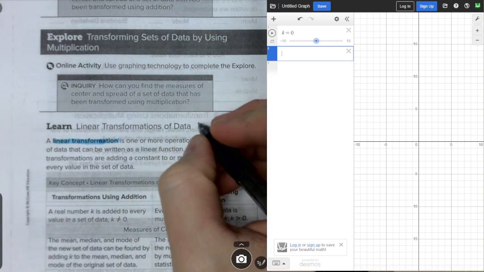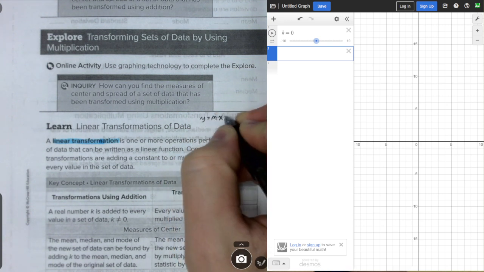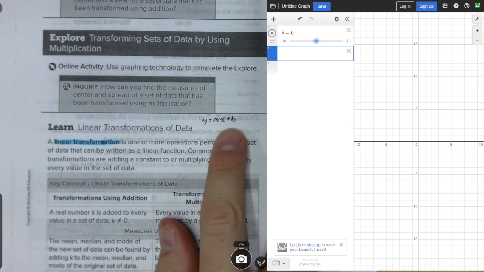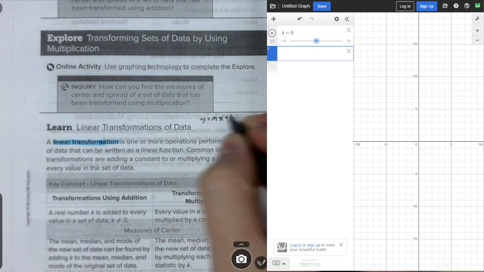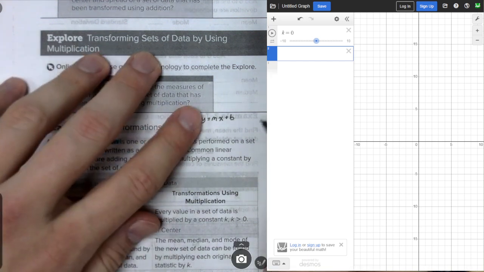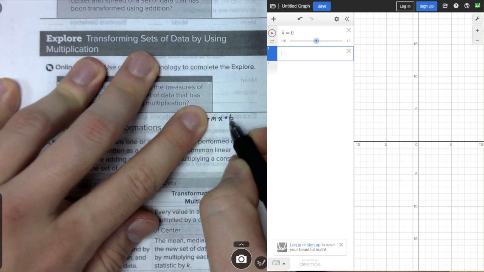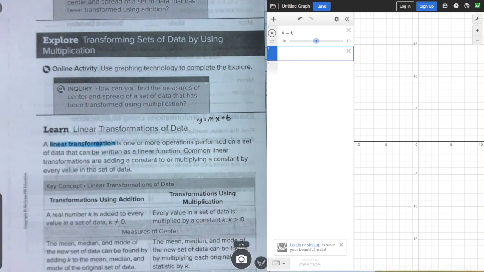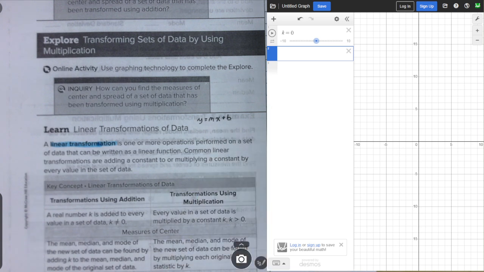So a linear equation, the most basic one that we usually use, is y equals mx plus b, where the x is our unknown. Now, what we're talking about with a linear transformation of a data set, this x is going to be every piece of data. So every piece of data can get multiplied by a constant and added or subtracted by a constant. It's called a linear transformation because we are doing to it what we do to lines. Transformation using addition is incredibly straightforward.